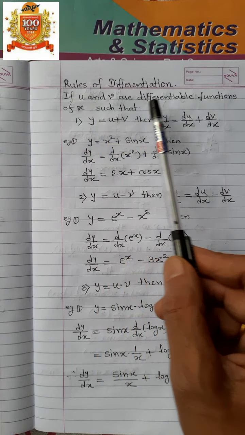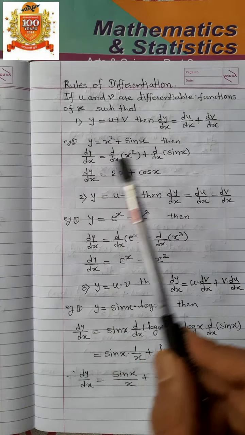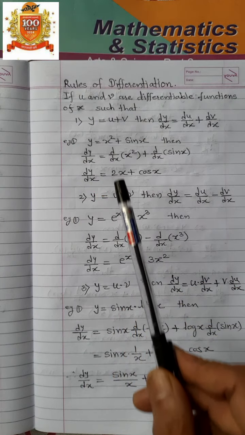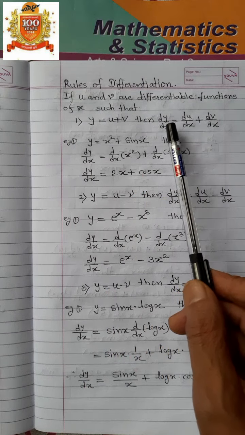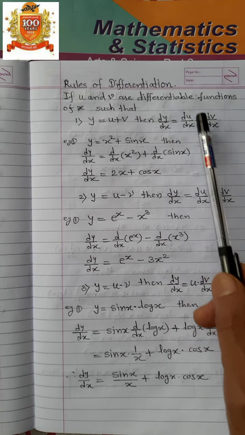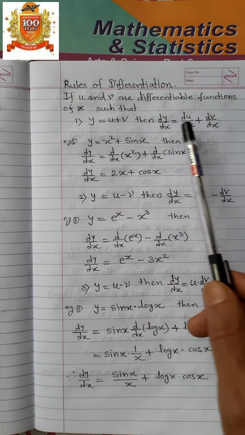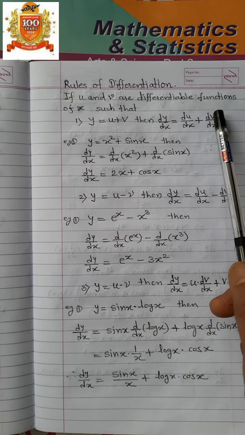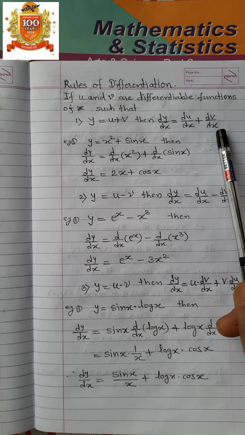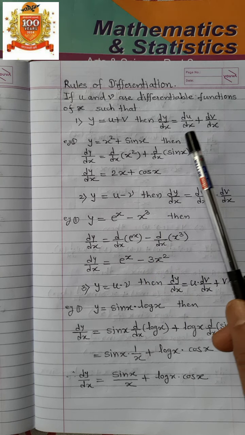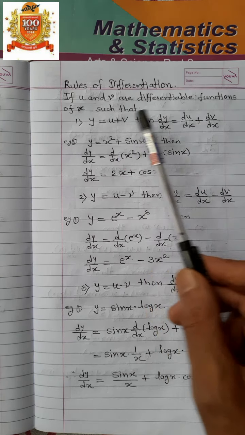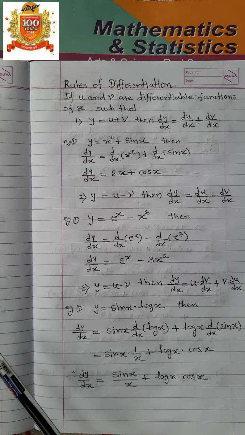If u and v are differentiable functions of x, such that y is equal to u plus v, then dy by dx is equal to du by dx, means derivative of u, plus dv by dx, means derivative of v. That is, in other words, we can say derivative of first function plus derivative of second function.